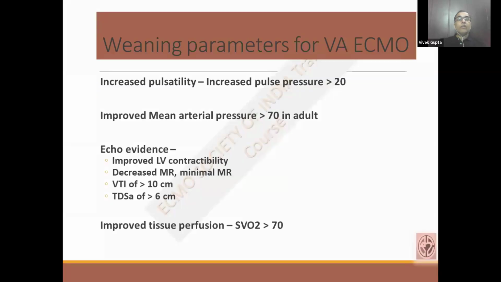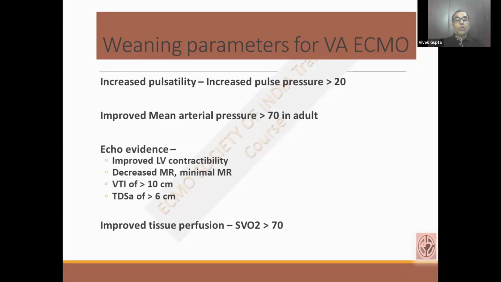So how are VA and VV ECMO different? In VV ECMO, we look at the lung parameters. Here we look at the cardiac parameters. Here we are looking at the pulse. So there is an increased pulse pressure when it is more than 20. When you look at the mean arterial pressure in an adult, usually it is above 70 with minimal inotropic support.